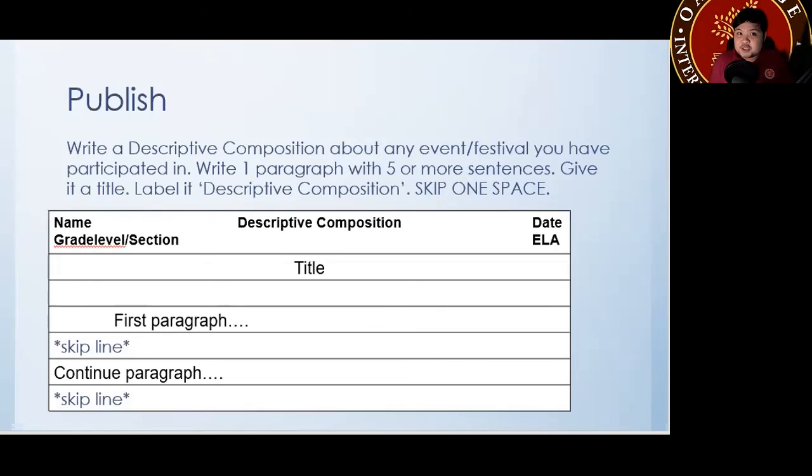Descriptive composition, that's what you're going to put in the middle, at the topmost part. Don't forget the date and then ELA. Give it a title on the first line and skip the line. Next, write your first paragraph, and then continue the paragraph. All right? Skip lines. Okay?